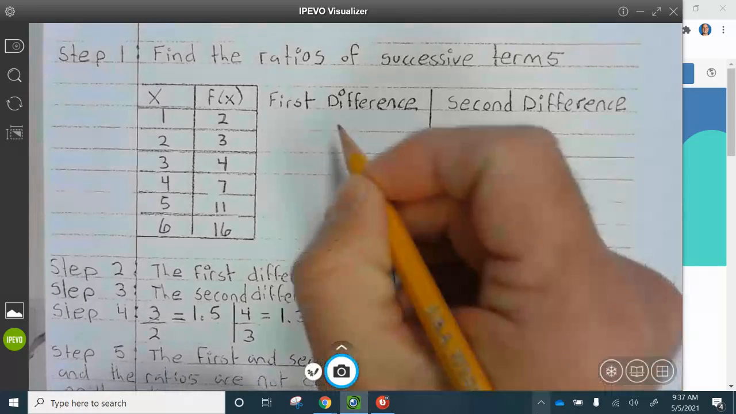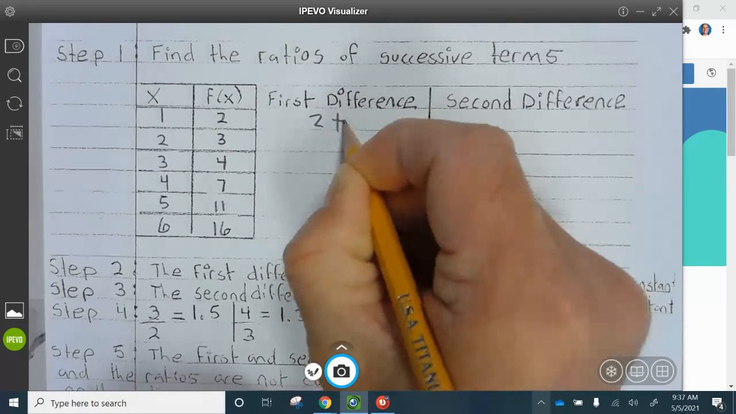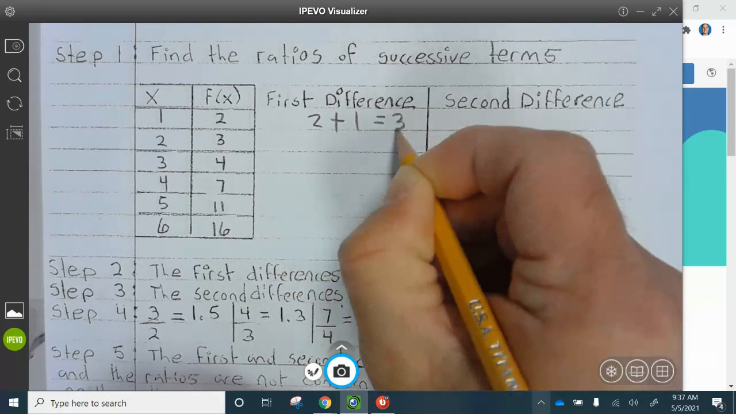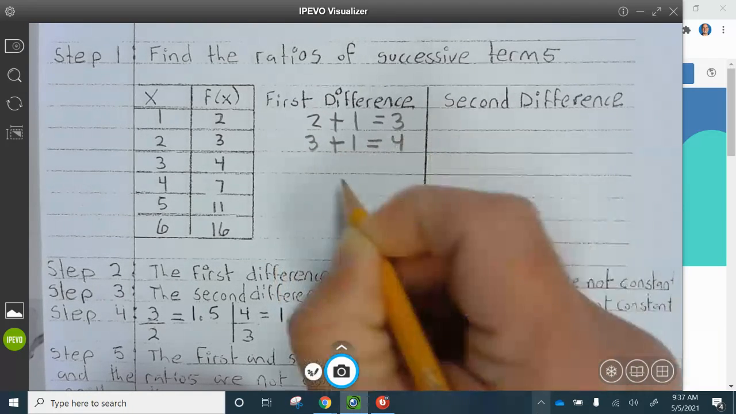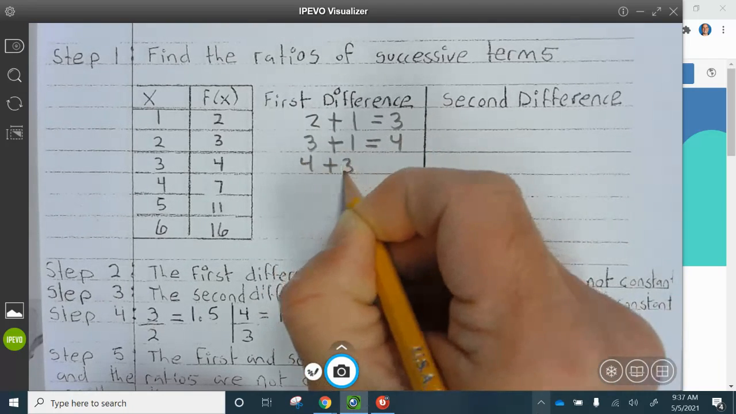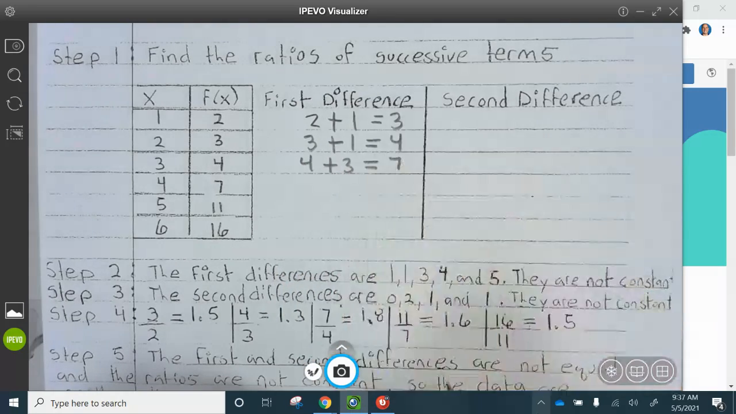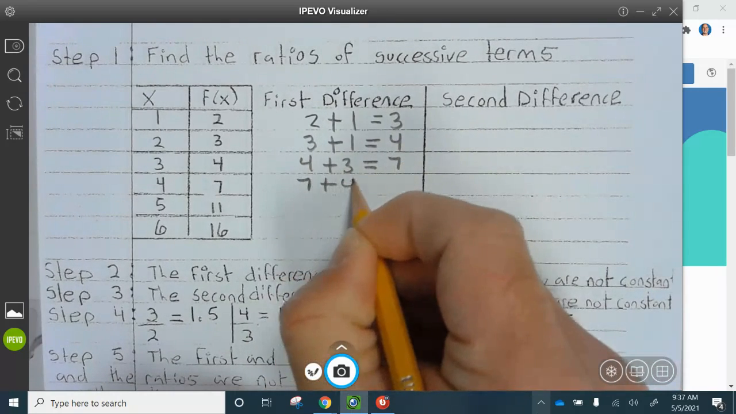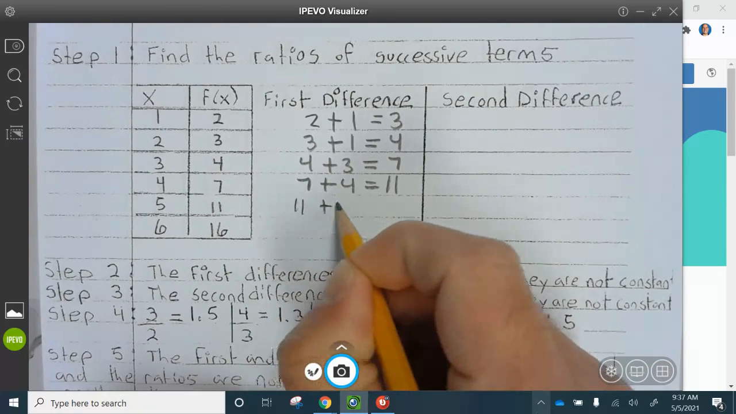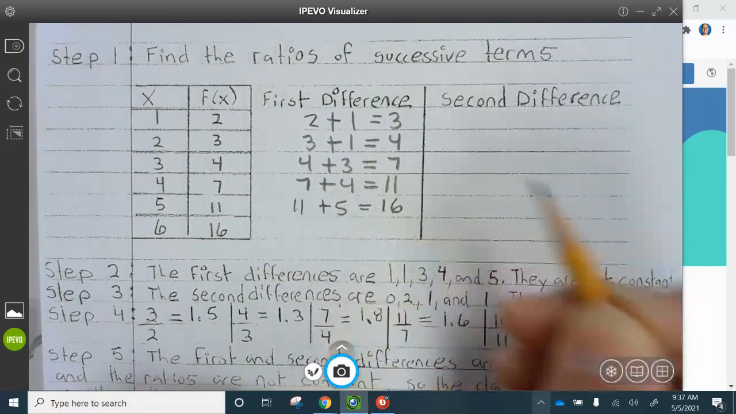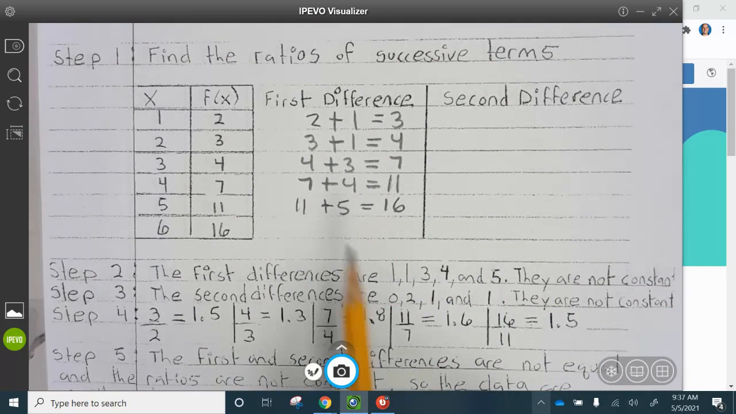Okay, so the first difference. So 2 plus 1 equals 3. 3 plus 1 equals 4. 4 plus 3 equals 7. 7 plus 4 equals 11. And 11 plus 5 equals 16. So the first differences, they're not the same.